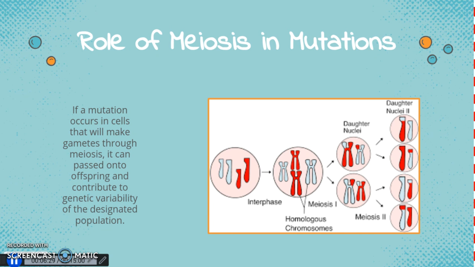The role of meiosis is typically creating offspring in an organism. And so if a mutation occurs in cells that will make gametes through meiosis, it can be passed on to offspring and contribute to the genetic variability of the designated population. So of those 4 daughter nuclei, if a mutation occurs, 3 of those will actually have a mutation, and that can increase the likelihood of it being passed on.